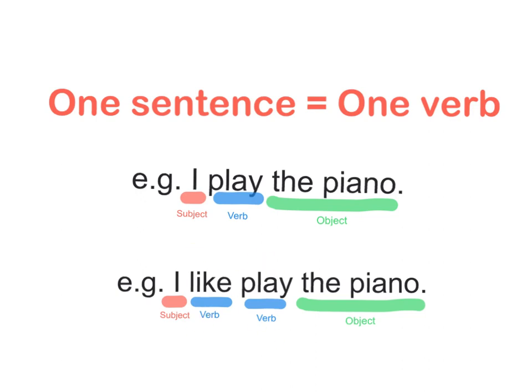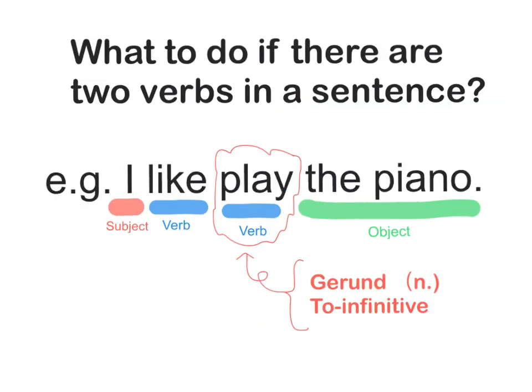That's wrong, okay? So sometimes, if we really want to express an idea with two actions inside, how can we make a grammatically correct sentence? Okay, so what to do if there are two verbs in a sentence? The first thing we need to do is identify the main verb of the sentence, which means the action you want to describe. For example, for this one, I like play the piano. The action you want to describe is to show your preference. You like doing the activity. Okay, so we identify the main verb and then we keep it.